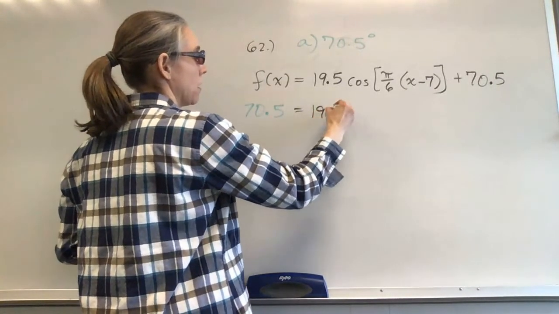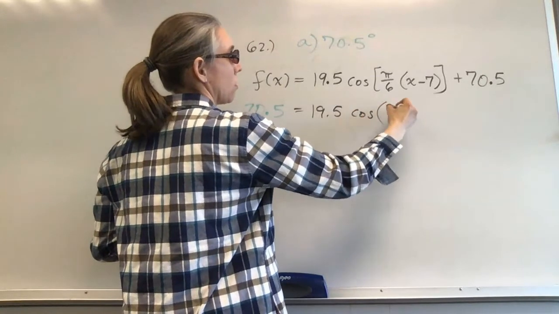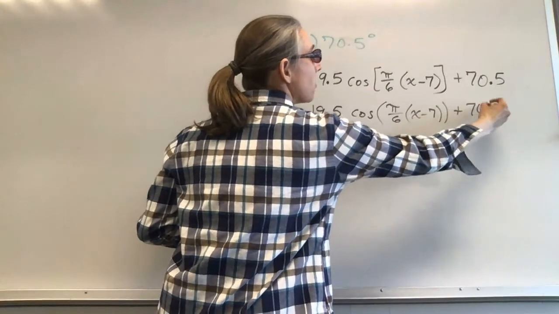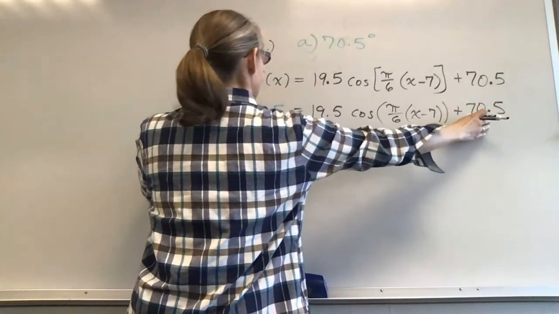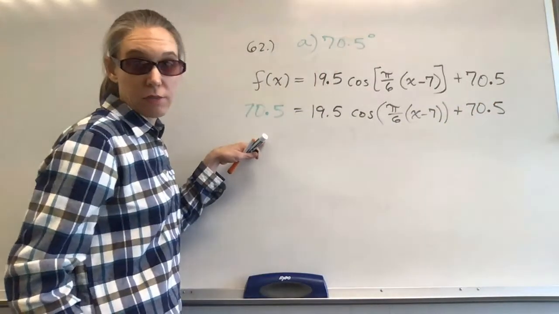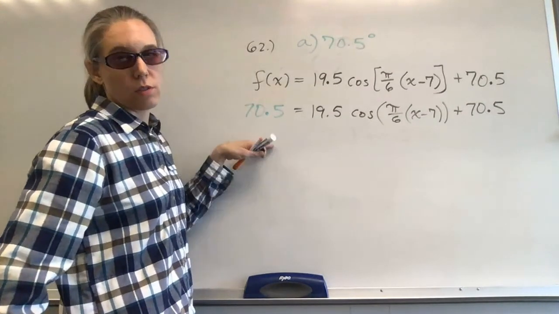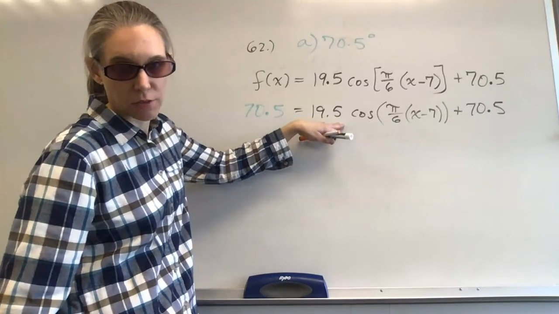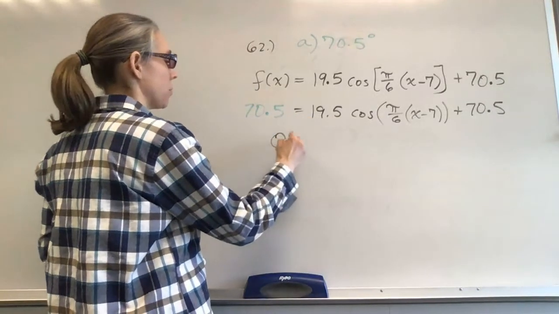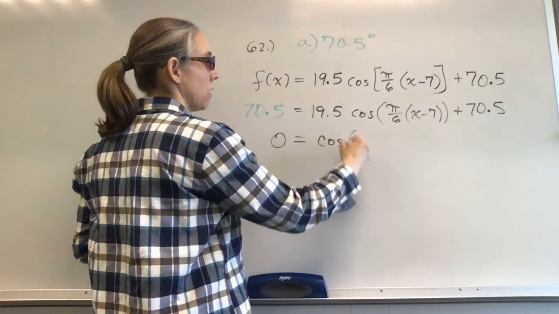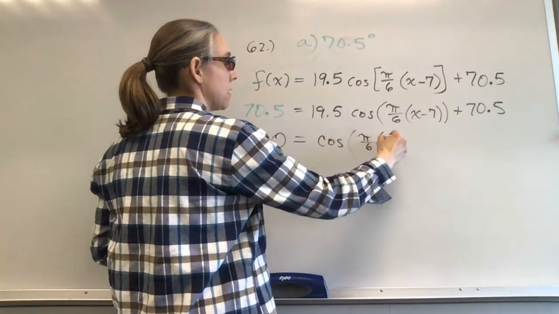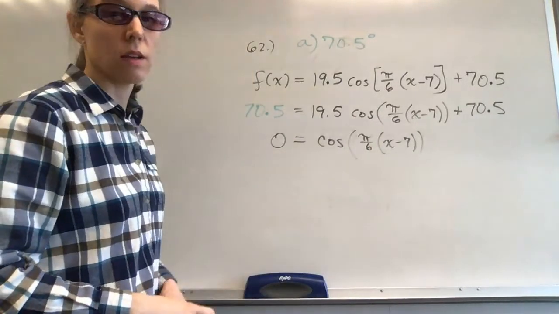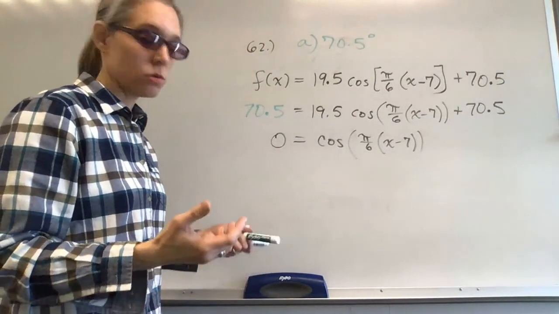What's going to happen is that we are going to then subtract 70.5 from both sides and get a 0 on the left-hand side. And then when you have a 0 on the left-hand side, when you divide both sides by 19.5, the left will still be 0. So we end up with 0 is equal to the cosine of pi 6 x minus 7. So now what we want to do is say, where is cosine equal to 0?